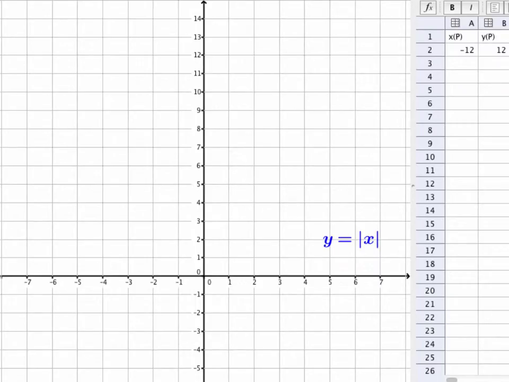Alright, as you can see, we've got a set of axes here. In the upper right hand corner, we've got the x and y values for ordered pairs for our equation y equals the absolute value of x. What we're going to do is cycle through x values from negative 12 to positive 12, and the graphing calculator is going to find the corresponding y values, so the ordered pairs, and it's going to graph them at the same time. So let's see what happens.